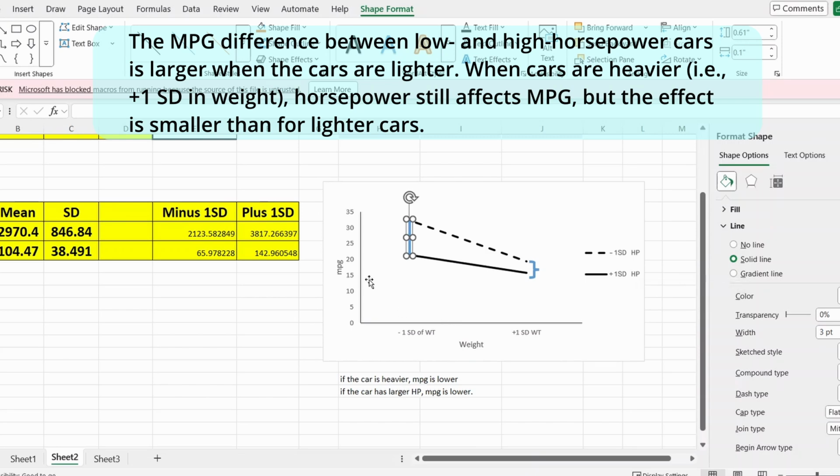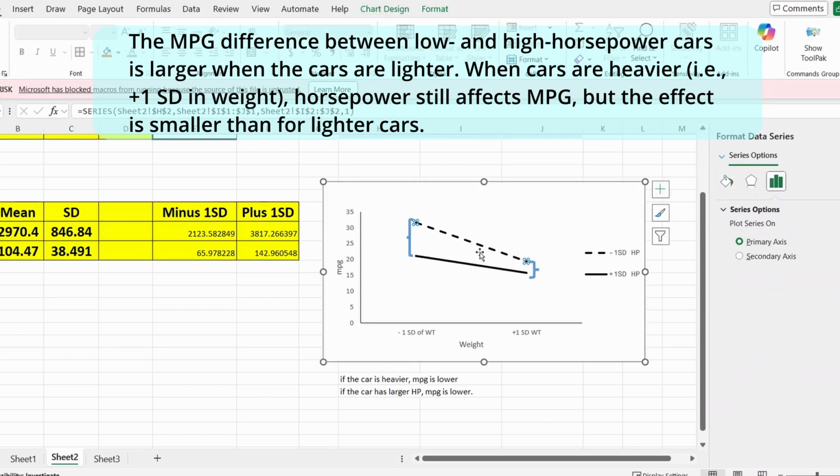a big difference in terms of mileage per gallon. But if the car is very heavy, the impact from horsepower doesn't matter as much. Of course, still overall, as you can see, less horsepower is better than more horsepower on the measure of mileage per gallon, but the difference is smaller than this one. So that's the nature of the interaction: these two lines differ in terms of slope.